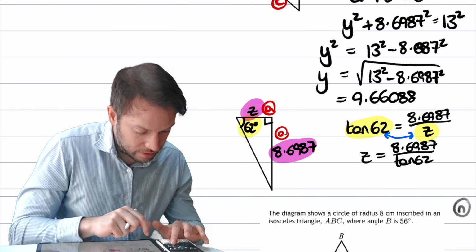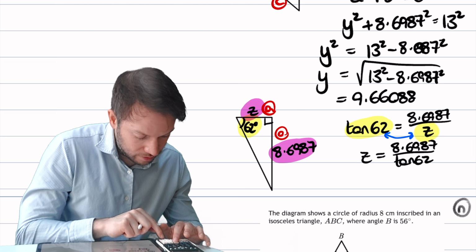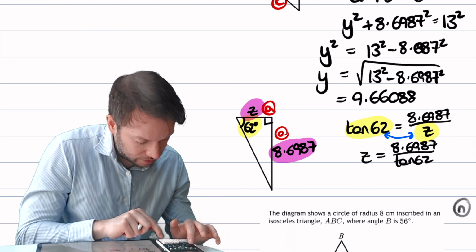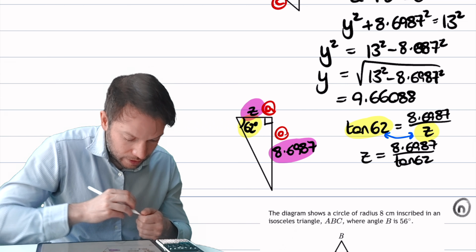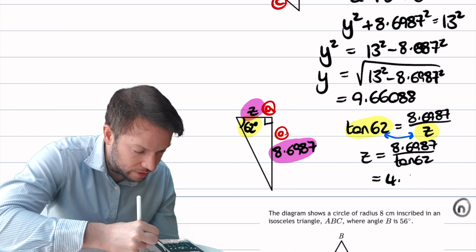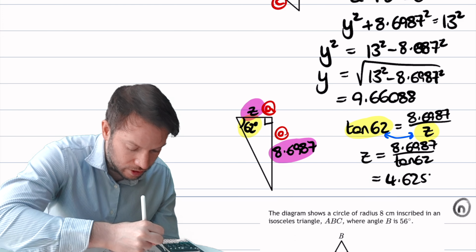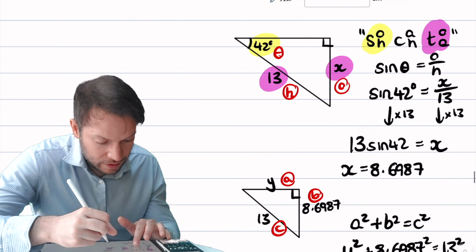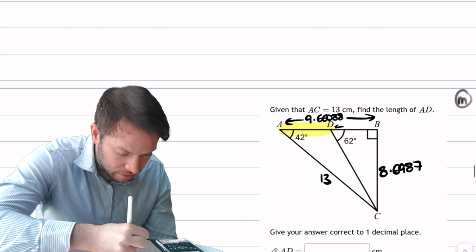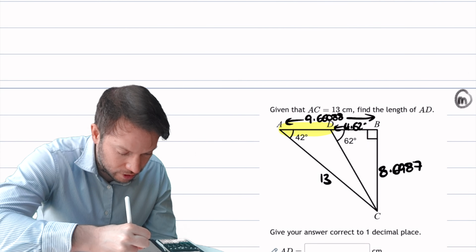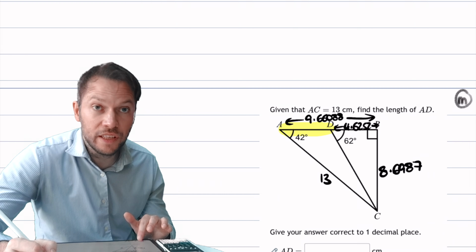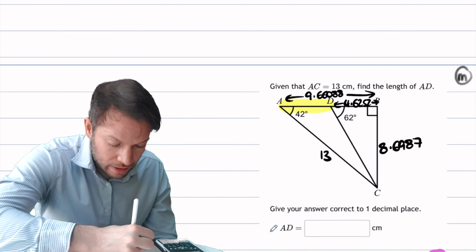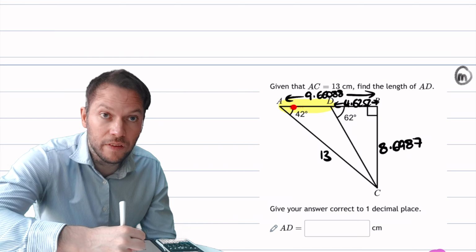So let's do that. 8.6987 divided by tan 62. And that gives you Z is 4.6252. So, okay, that is the length of the top of this triangle here. So this is 4.6252. And now, can you see that we can just subtract this length from this length to leave AD, right?